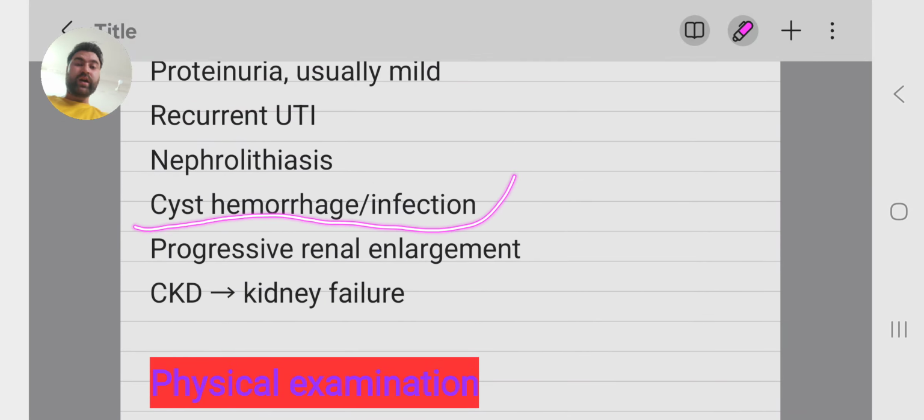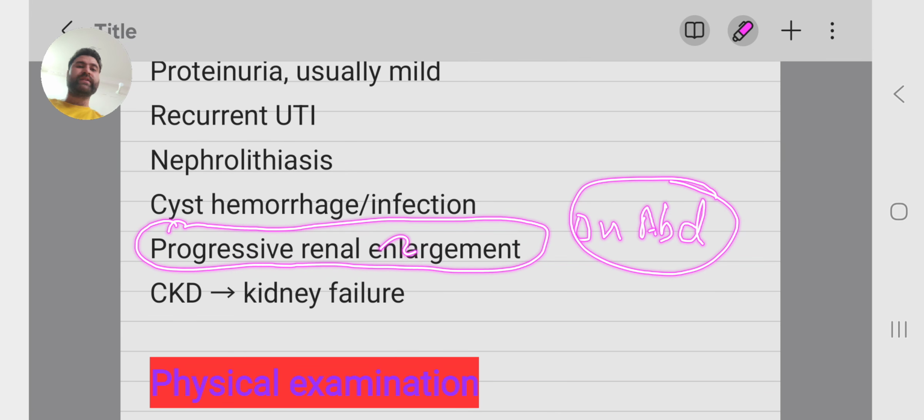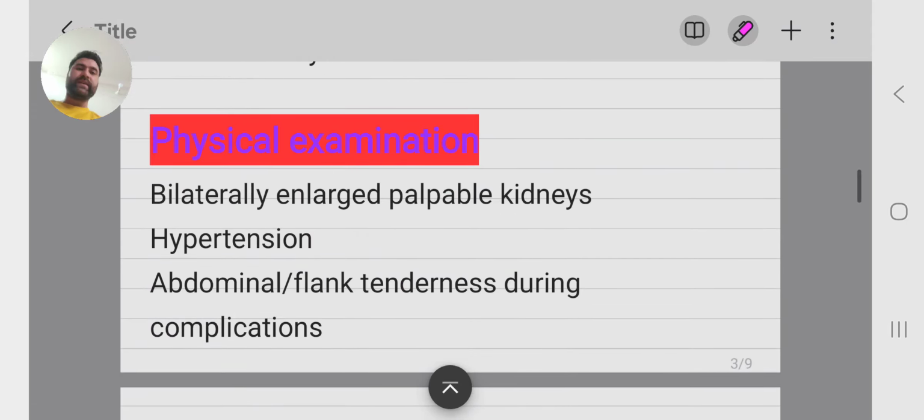Then cyst hemorrhage or infection which leads to hematuria, and progressive renal enlargement can be seen and it can be examined on the abdominal examination. The kidneys are palpable when there is enlargement of the kidneys due to cysts and even end-stage kidney disease can develop in these patients. Physical examination.